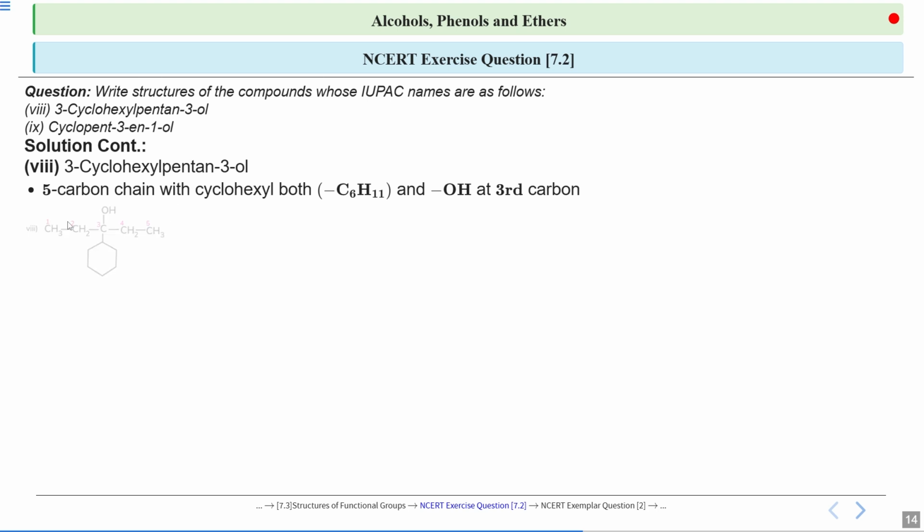So at the third carbon we have cyclohexyl and the alcohol group, both attached, and we have the parent chain as pentane. So we first write the pentane chain, and at the third carbon we attach the alcohol and the cyclohexyl, and you get the structure of 3-cyclohexyl pentane 3-ol.